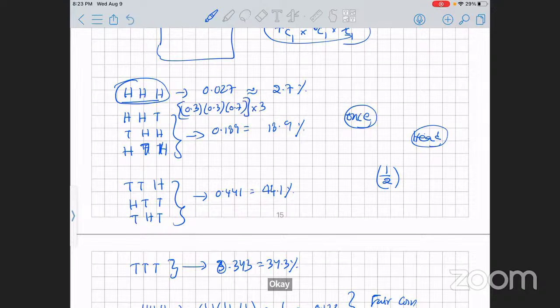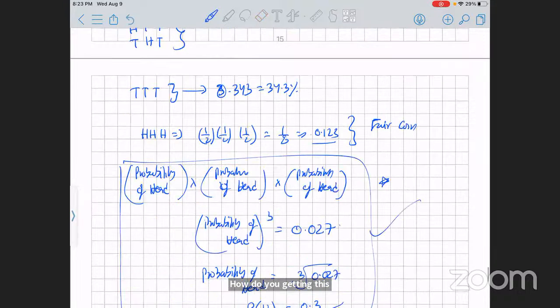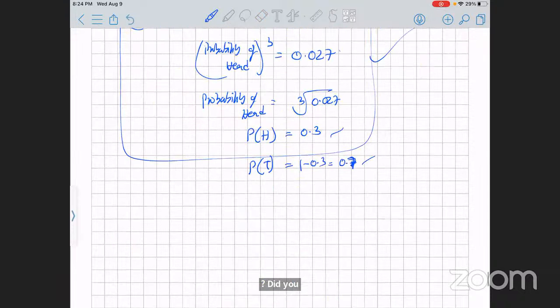Look, there are three ways now. Getting two heads is in three ways, so you will get the same 0.189 if you multiply by 3. Are you getting this? Clear? Any other doubt?